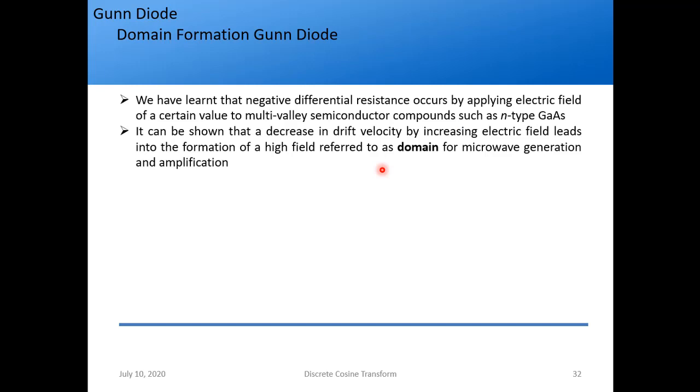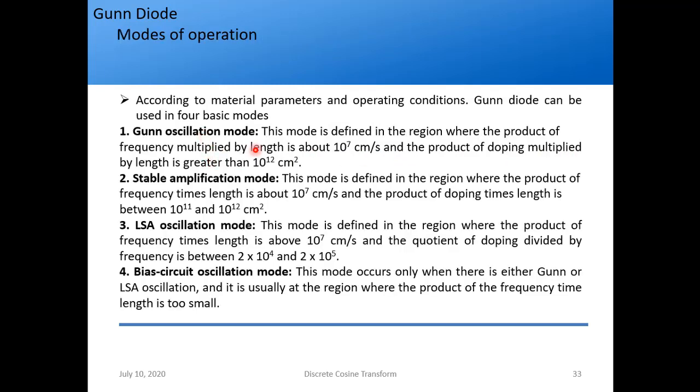Then, as I said, the domain formation is very important in the Gunn diode to understand its working. Without derivation, we are taking this as a statement that the decreasing drift velocity by increasing the electric field leads to the formation of a high field region. This high electric field region is referred to as a domain, which is beneficial for microwave generation and amplification. So that is the thing about domain. We saw the four modes of operation depending on the product of frequency and length, fL, and the product of doping and length. We have four modes of operation. We saw that the Gunn oscillation mode is unstable, so we mainly study the stable amplification mode.